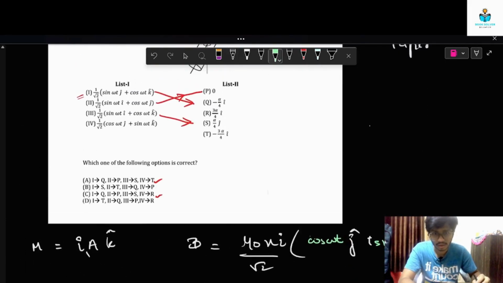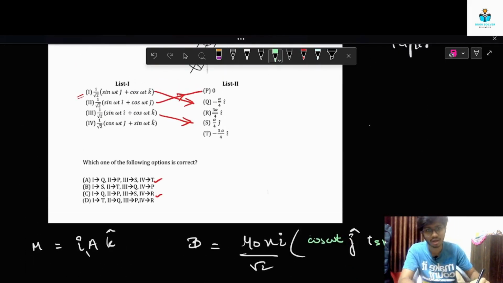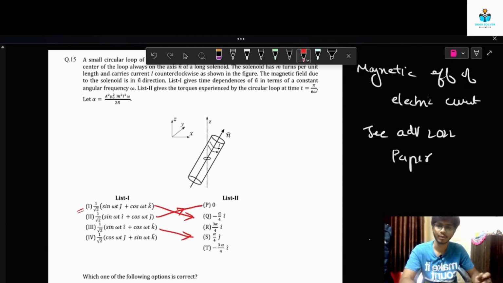Now that matches with option R, so C is the correct answer. If you are curious about knowing the others, you can do that using the same approach. Thank you.